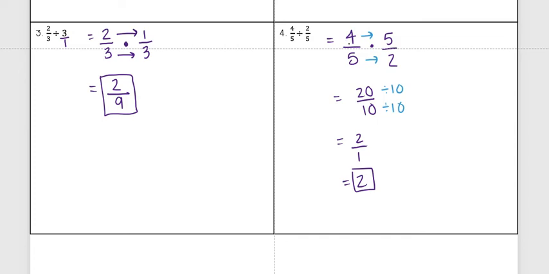Once you did KFC, you got 20/10. However, we can't stop there because it's not all the way reduced. And I see that I can divide both top and bottom by 10. And so when I did that, I got 2/1. It's okay if you left your answer that way. However, since 2 divided by 1 is just 2, we always normally just go ahead and leave it as 2.